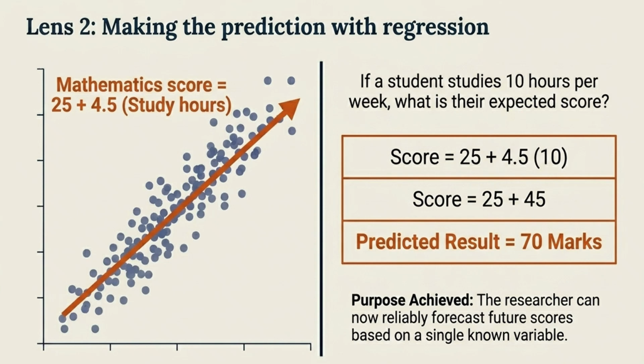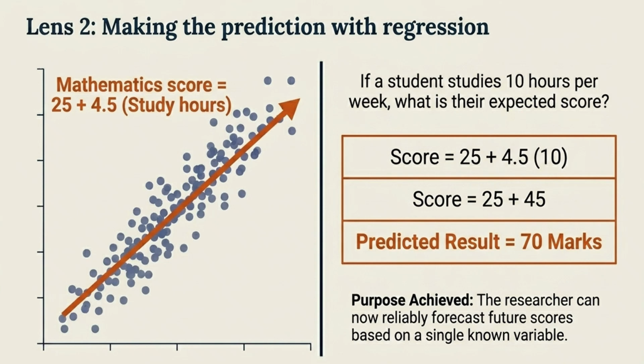Now, let us apply regression to the same variables. Suppose study hours per week is the independent variable and mathematics achievement score is our dependent variable. After performing regression analysis, the researcher obtained the following equation. Mathematics score = 25 + 4.5 × study hours. Here 25 is the intercept and 4.5 is the regression coefficient.